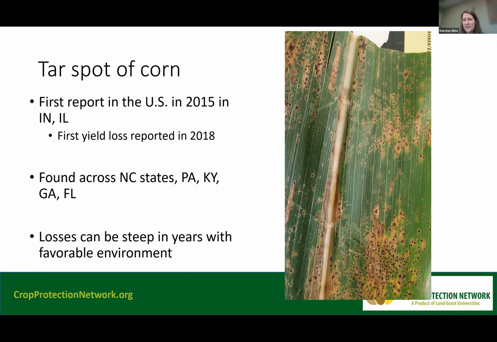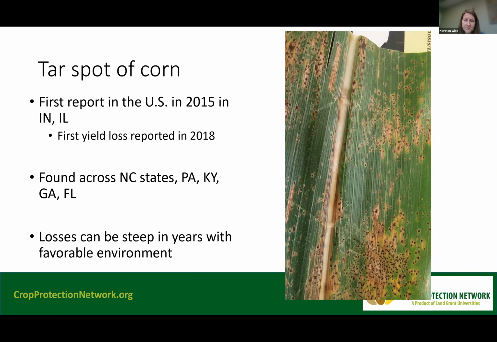So tar spot, if you don't know, it's a pretty new disease in the United States. In 2015 is when it was first reported in Indiana and Illinois. It was sort of interesting at first, and it wasn't really sure what was going to happen. For the first few years that it was in the US, it didn't really cause yield loss.